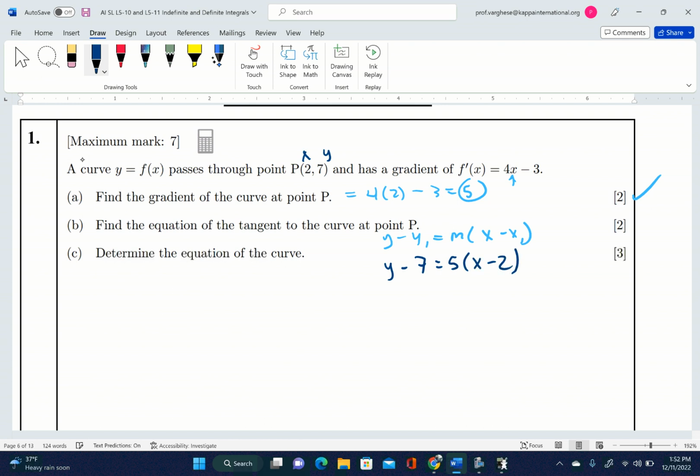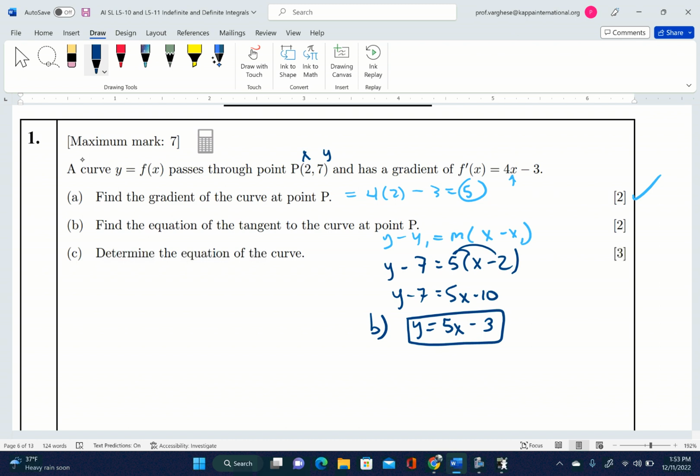Okay, so I can go ahead and simplify this. So y minus 7 is equal to, distributive property, 5x minus 10, add 7 to both sides, and I get y is equal to 5x minus 3. Okay, so there is the answer to part B.